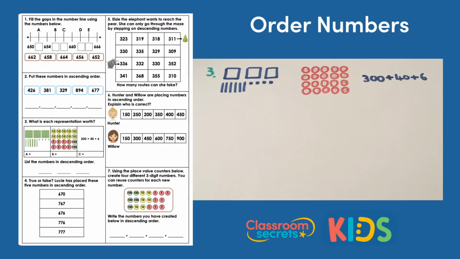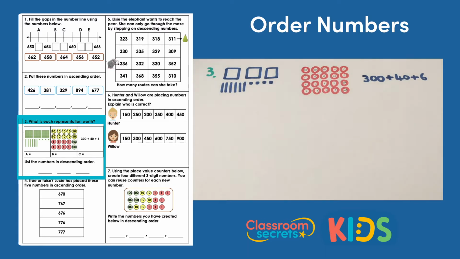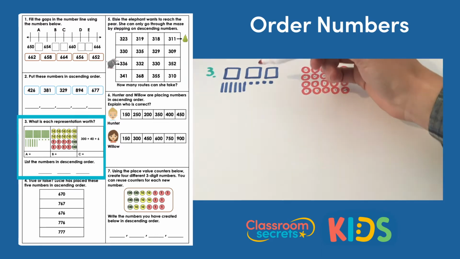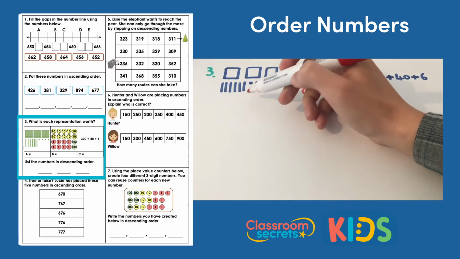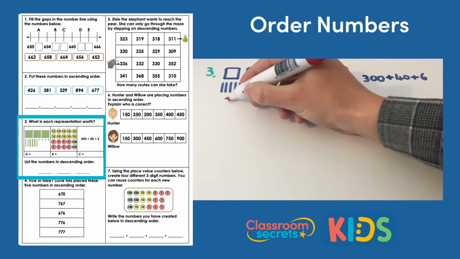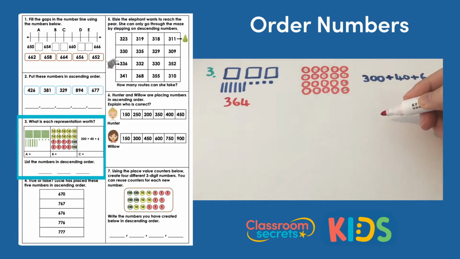Question 3 asks, what is each representation worth? That is what is being shown, what numbers are being shown. There's two parts to this question, because the second part asks us to list those numbers in descending order. Let's take the first part of the question first. What is each representation worth? So let's look at A. We have 3 hundreds, 1, 2, 3, 4, 5, 6 tens and 4 ones. So 364 is my number there.